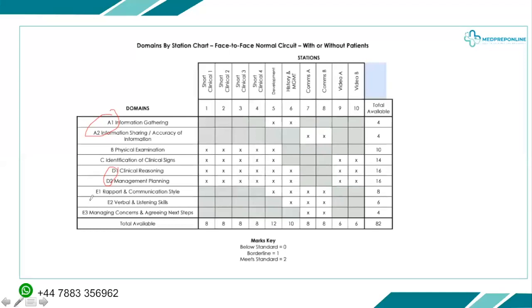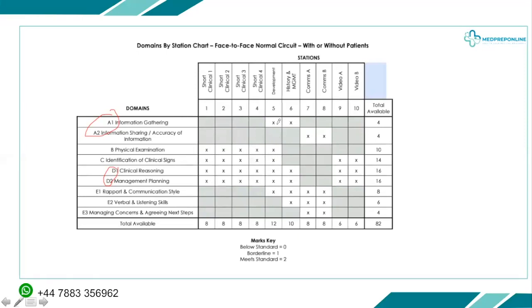Then E has 3: E1, E2, and E3. That is important for communication. E1 checks the rapport and communication style. E2 is verbal and listening skills, and E3 is managing concerns and agreeing next steps. So you can see that in the clinical stations, they are checking only domains B, C, D1, and D2. The shaded areas are not tested. So you are not going to gather information, and there is no information sharing. In all the clinical stations, only B, C, D1 and D2 are tested.